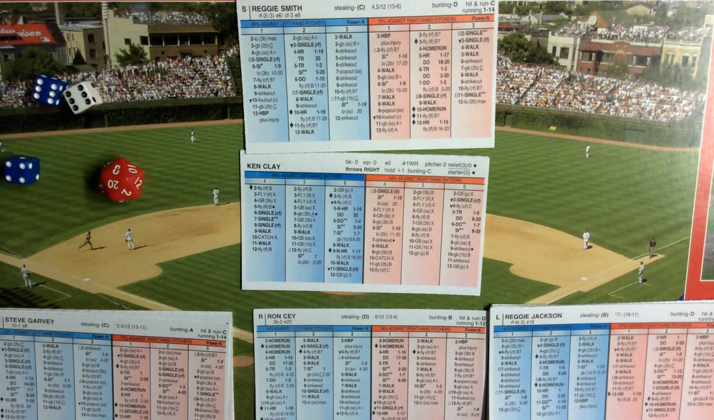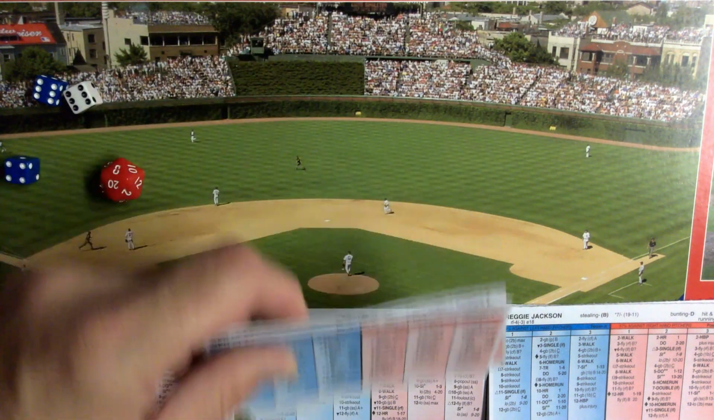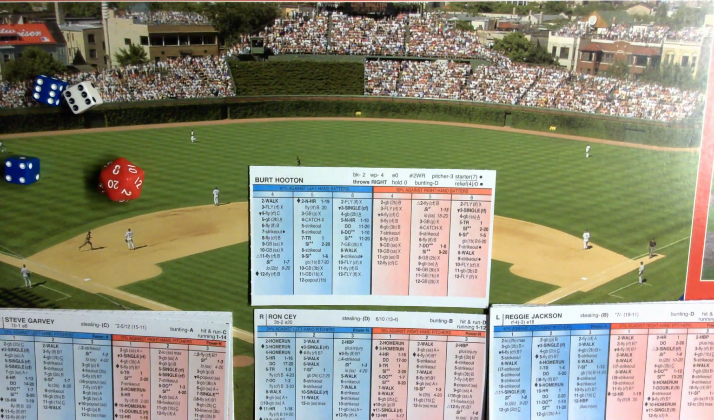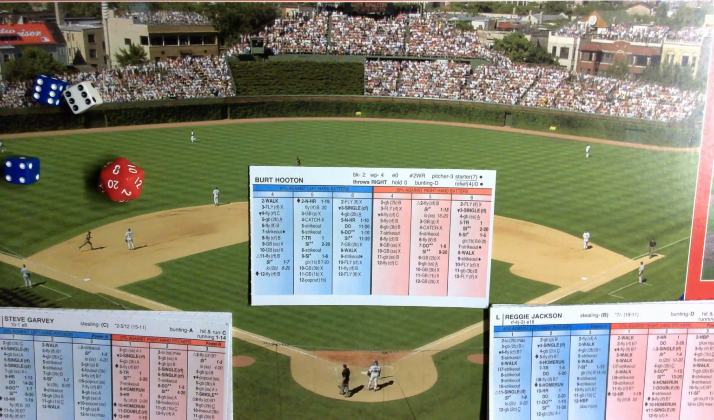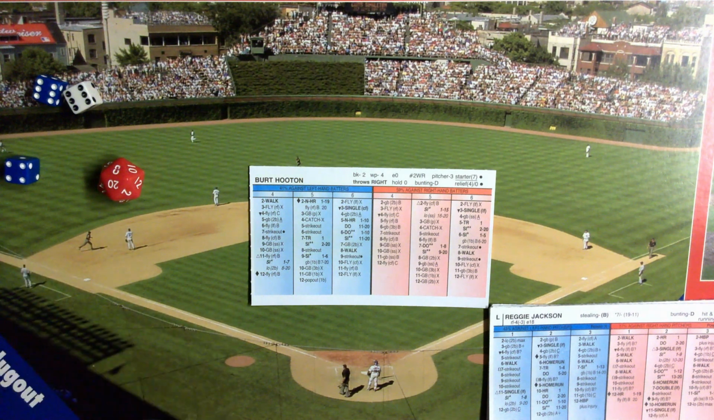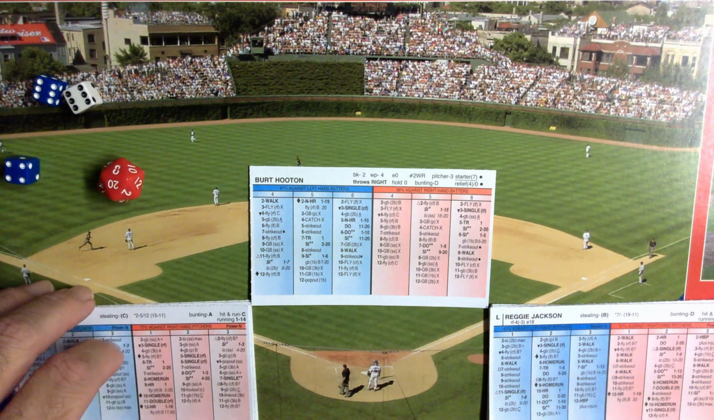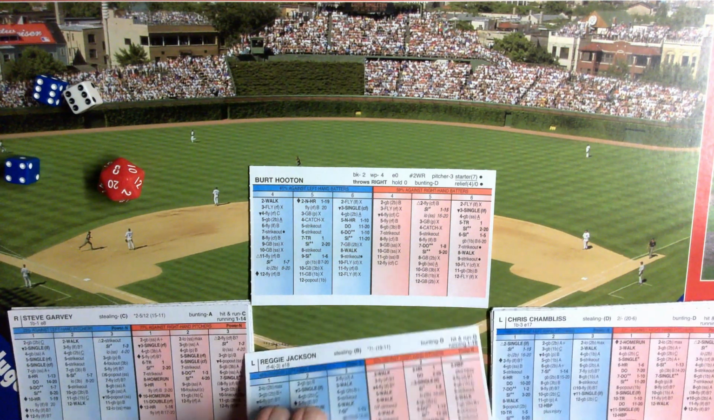Dodgers are ahead 5-0 after 6.5. And that's going to spell the end of the day for Ken Clay. We'll get you numbers on him here shortly. So Hooton's back on the mound. Dodgers bullpen is quiet.